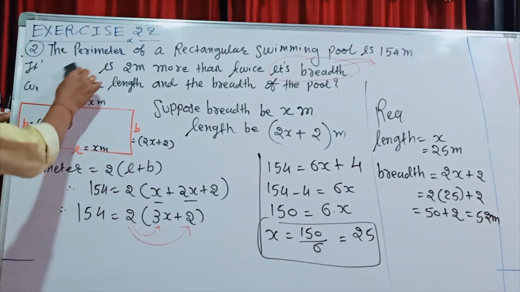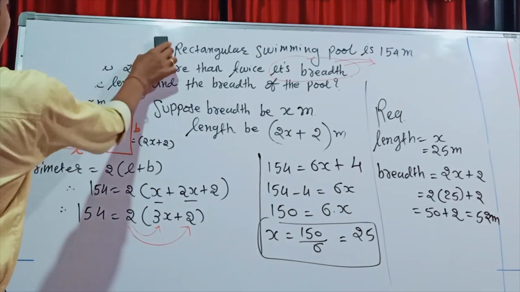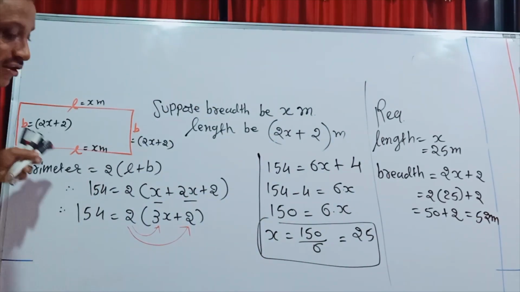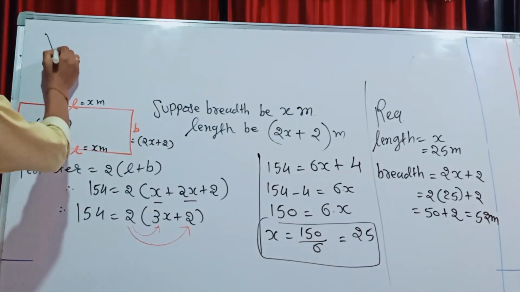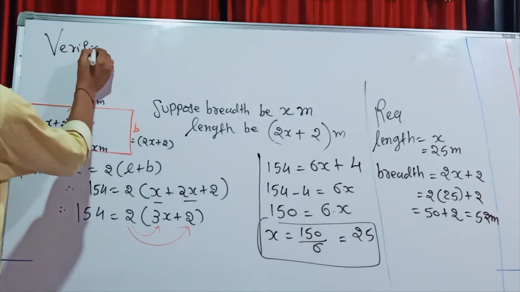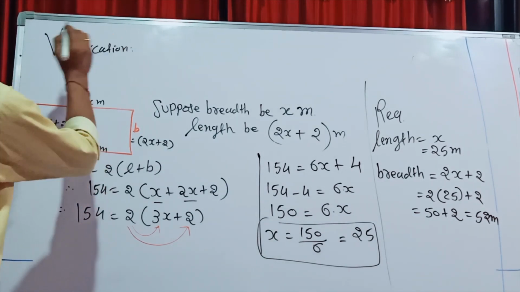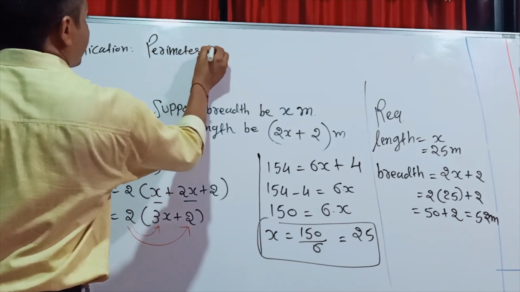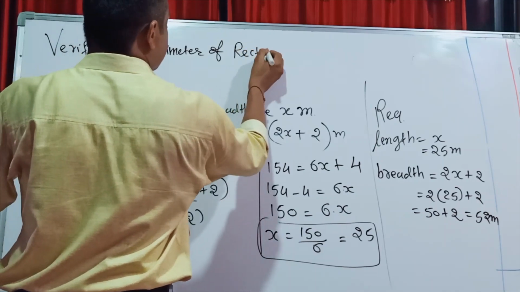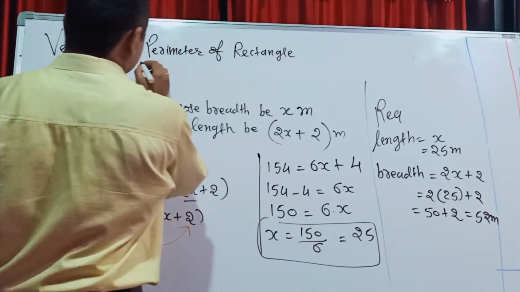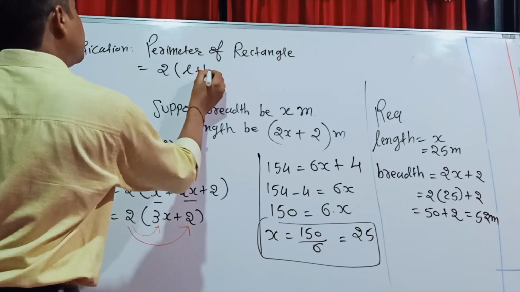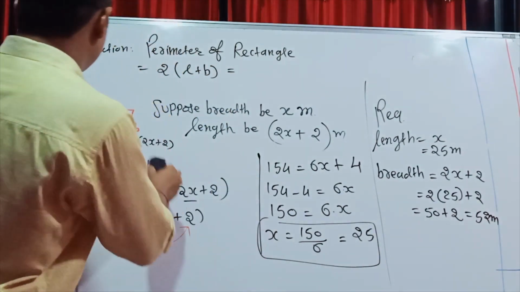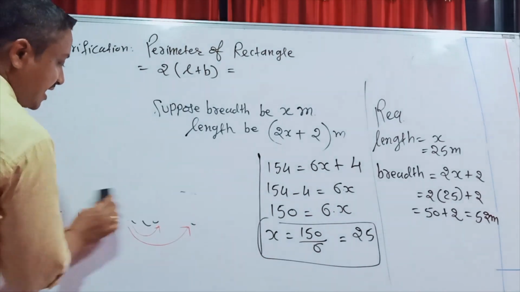But now I go to verification. Students, it is necessary that you verify the answer. So finally I do my verification here. Verification is easy. The perimeter of a rectangular swimming pool is 2 times length plus breadth. And check whether the total perimeter is 154 or not.